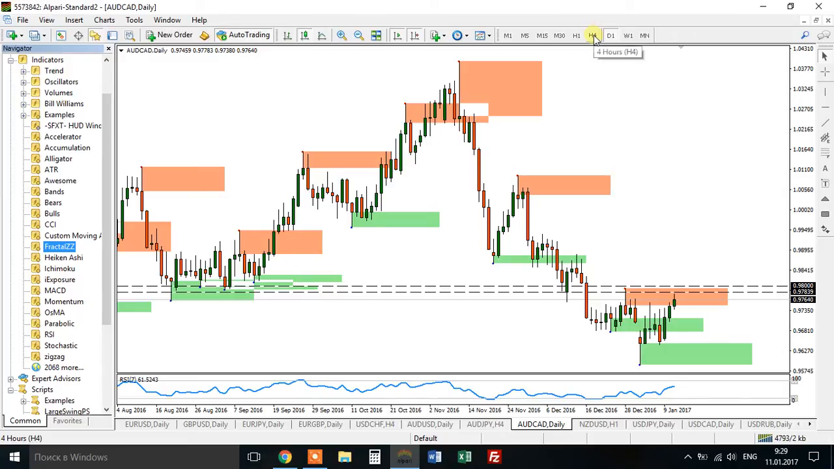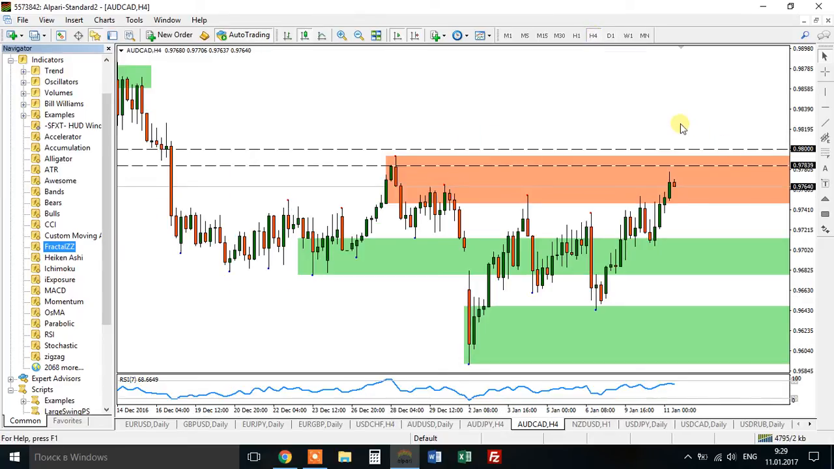Okay, let me go to the 4-hour time frame and see what we can see. Okay, we have that movement to the upside, then a retracement, and then another movement to the upside. Let us clone and paste it to see if we have an AB equals CD movement.